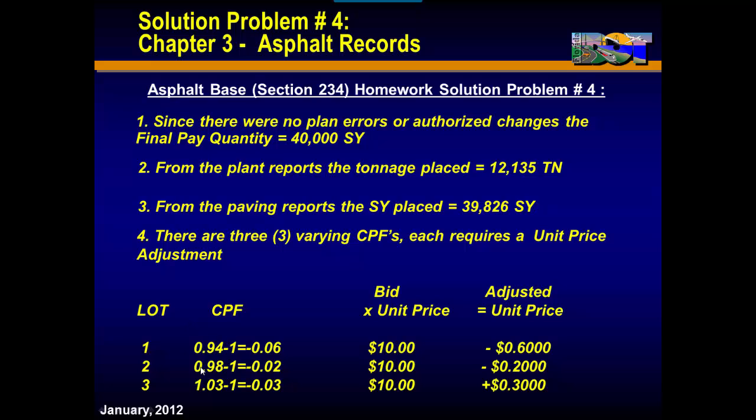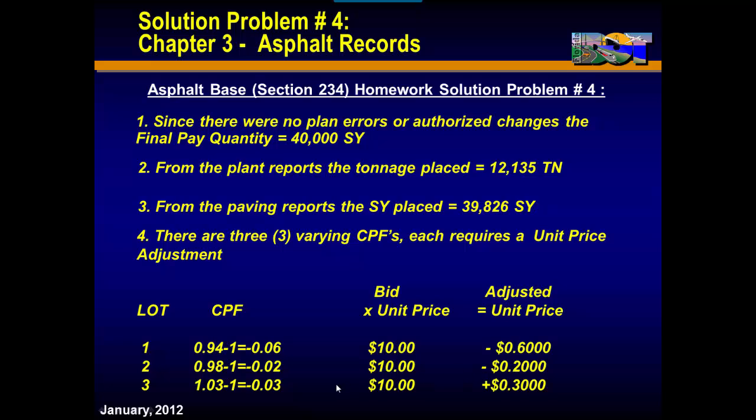Now remember, with the unit price adjustments, always take whatever the CPF is minus 1 to come up with a value of what the adjustment is, whether it be positive or whether it be negative. So in this case, 0.94 minus 1 would give us a negative 0.06 times the unit price. Now for that CPF, for that lot, we would adjust negative 60 cents, which is the value of negative 0.06 times 10. And then 0.98 minus 1, always minus 1, gives us a negative 0.02, so negative 2 cents times the unit price of $10.